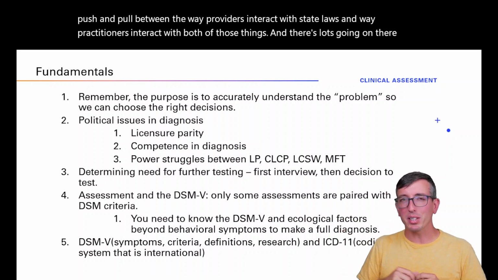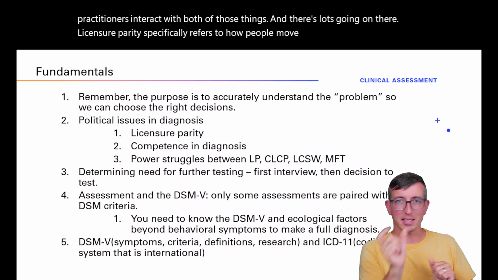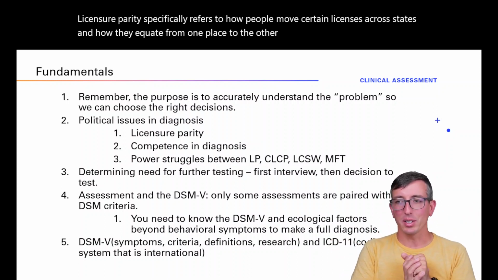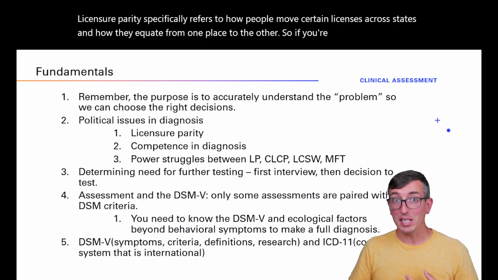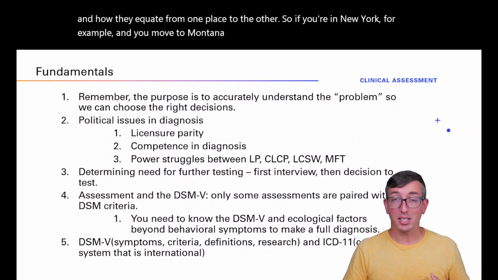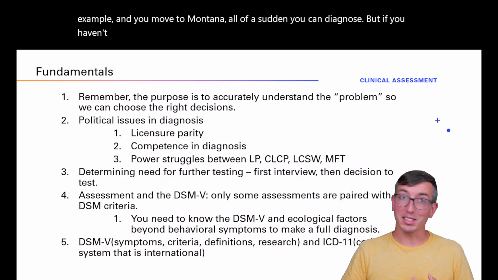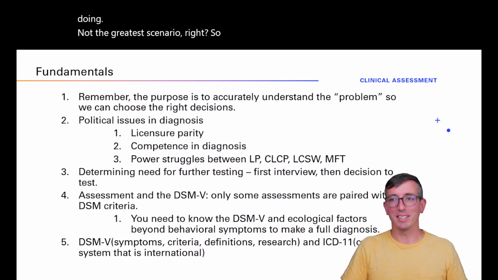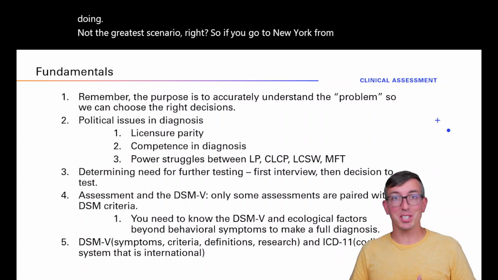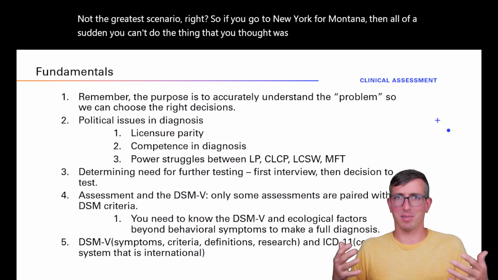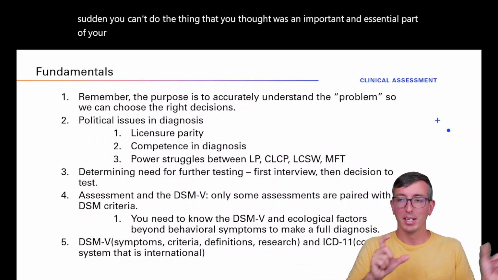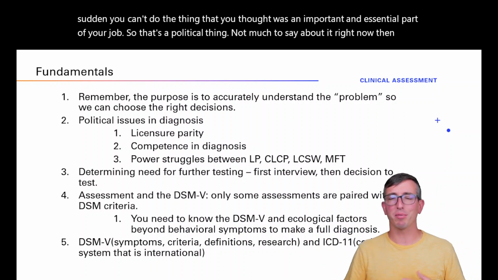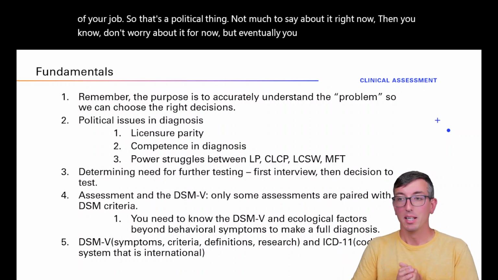Licensure parity specifically refers to how people move certain licenses across states and how they equate from one place to the other. So if you're in New York, for example, and you move to Montana, all of a sudden you can diagnose, but if you haven't had practice doing that, not the greatest scenario, right? So if you go to New York from Montana, then all of a sudden you can't do the thing that you thought was an important and essential part of your job. So that's a political thing. Not much to say about it right now. Don't worry about it for now, but eventually you probably will.